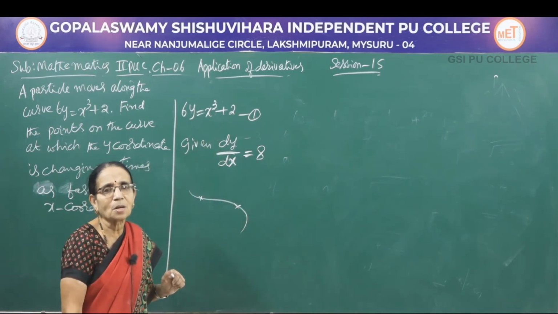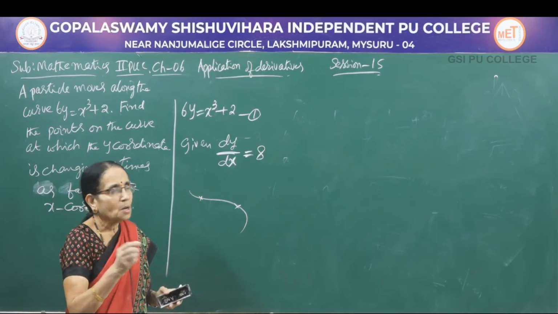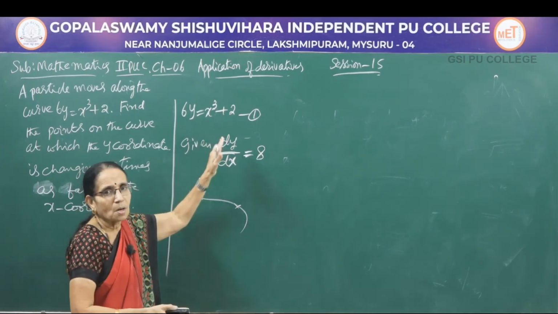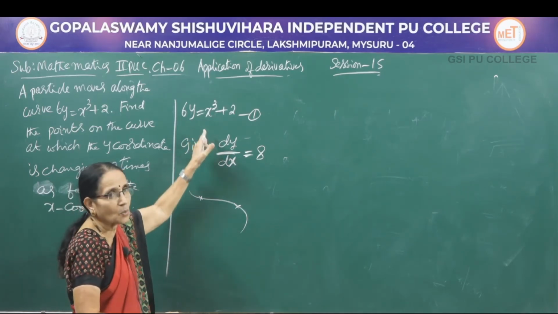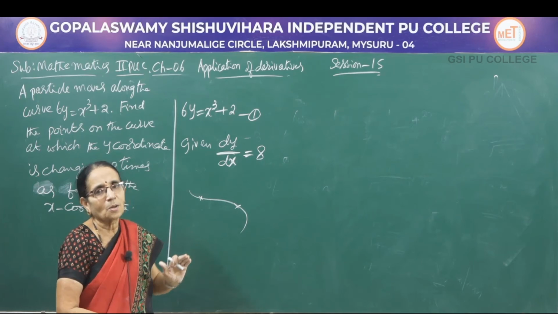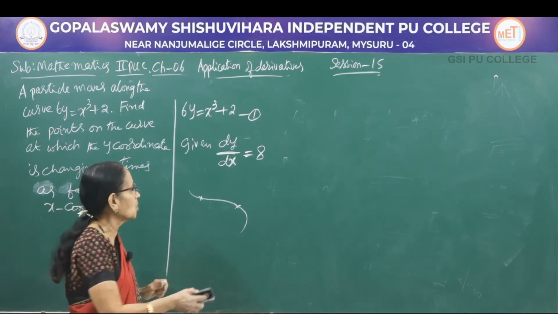What do you mean by calculation of the points? You have to get the x and y coordinates of the point. First you get the value of x. You may get 2 or 3 values. Put those values of x in equation 1, we get the corresponding values of y. That means that we will be getting both the x and y coordinates.